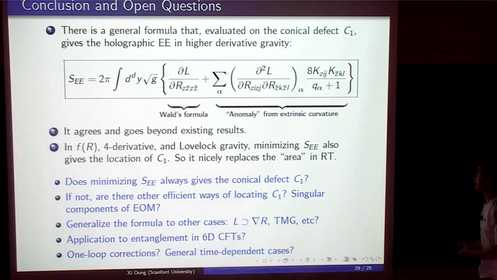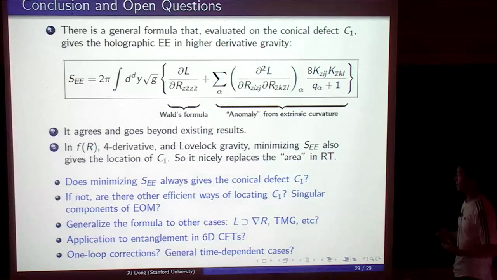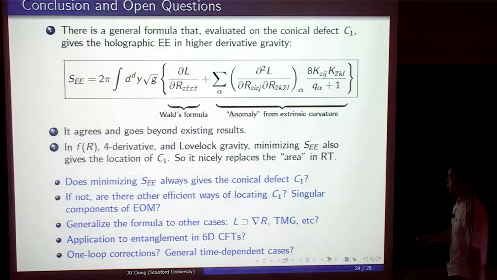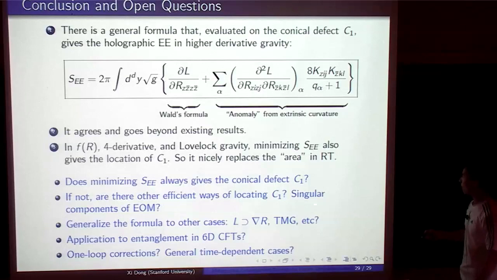There are immediately a lot of open questions. One, it would be nice if we can show that minimizing the entanglement entropy always gives the conical defect. I've shown it for three examples, but it would be nice if this is always true. Even if this is not true, one can perhaps find other efficient ways of locating the conical defect. Maybe one can always look at singular components of the equation of motion. My opinion is that by looking at the right components, one can always extract the data to fix the location, although this may or may not arise as minimization of some functional.